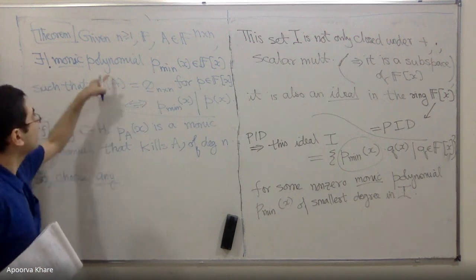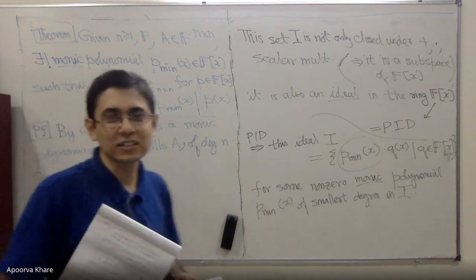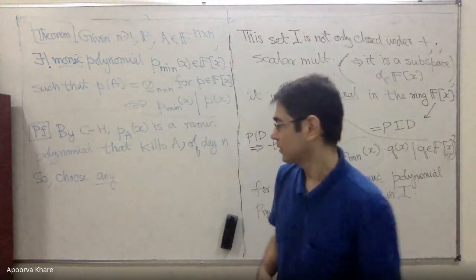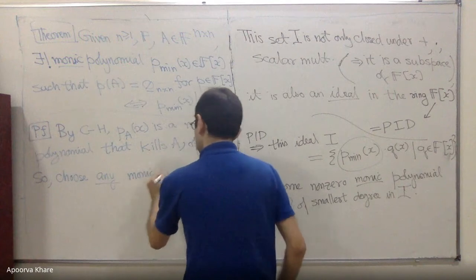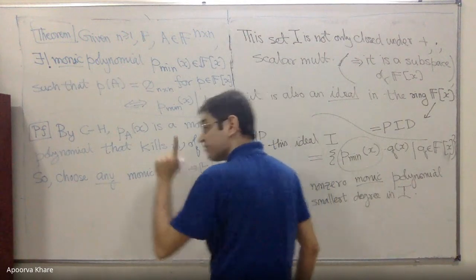I'm saying, and the point is, because I'm claiming it's unique. This "any" is really a trick. You just choose any polynomial, but the point is there is only one. Any monic polynomial P of X belongs to F[x] of minimal degree.